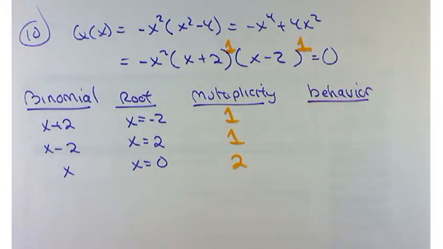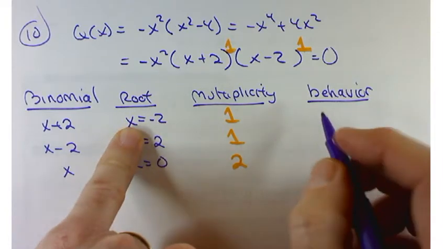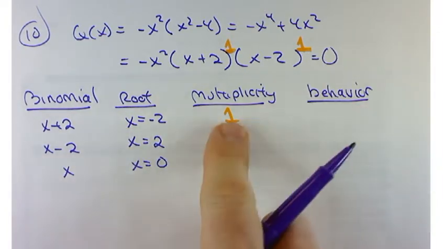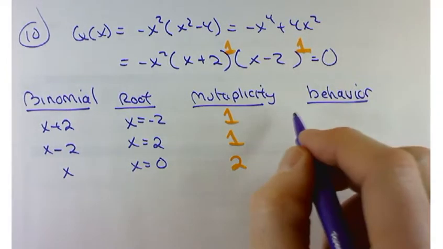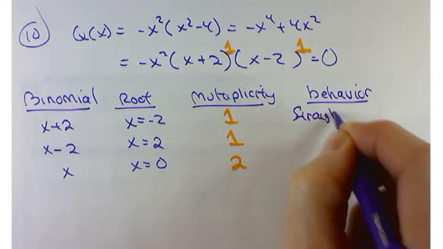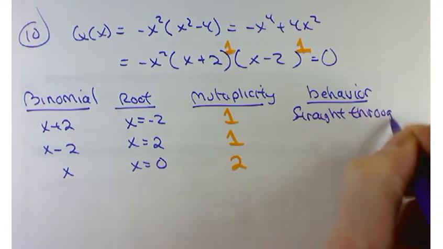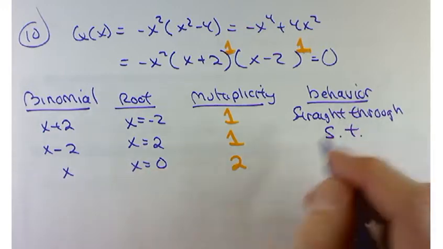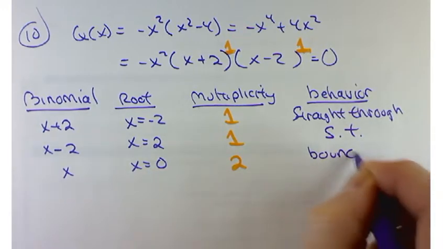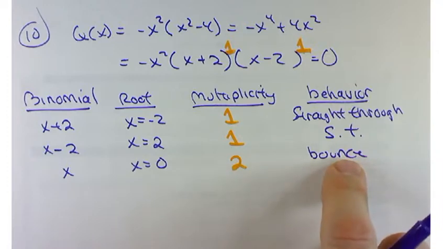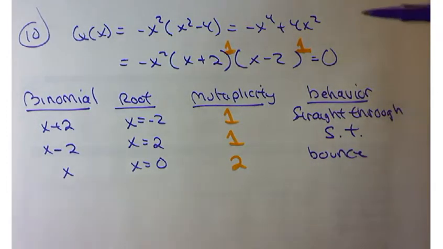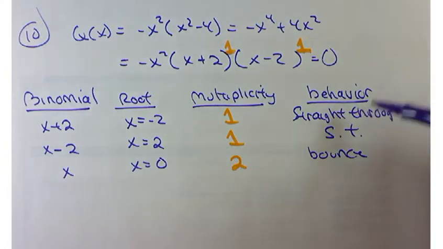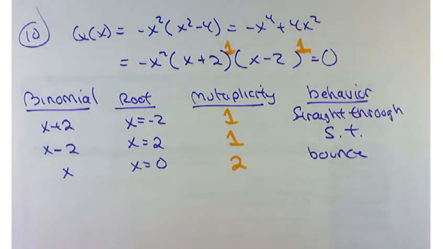So the behavior of the root at this is going to be that the graph at this point is going to pass straight through. Straight through. And I'm just going to abbreviate it ST. But what happens at the origin? Bounce. Wow. So between the end behavior and the behavior here, we have a really good idea. We haven't touched our graph at all, have we?